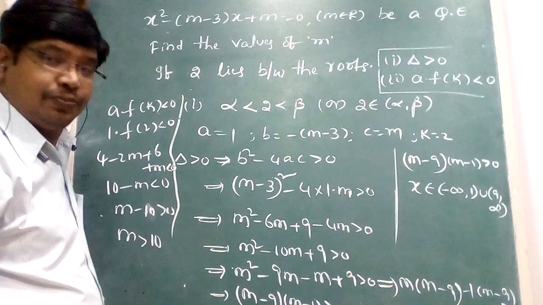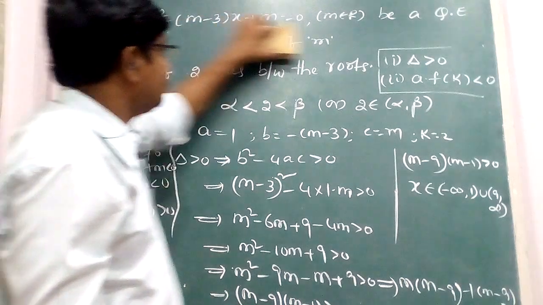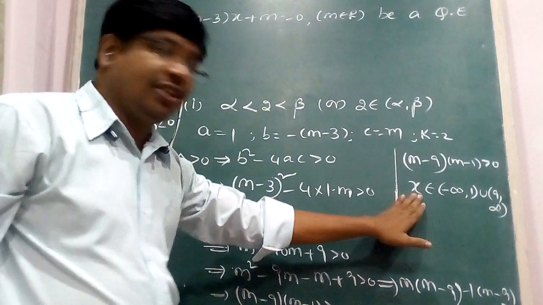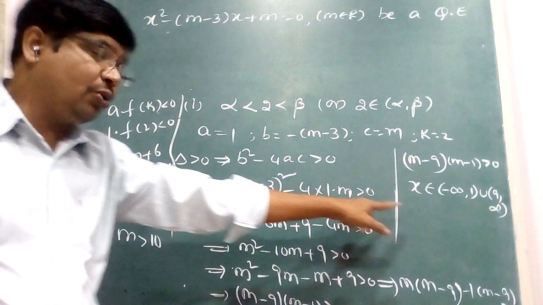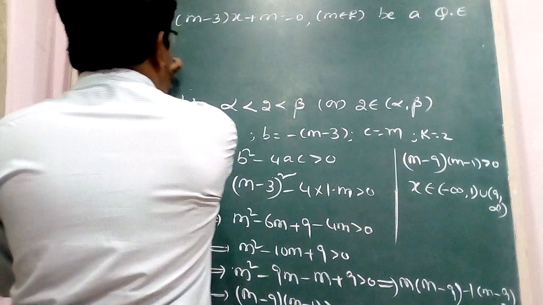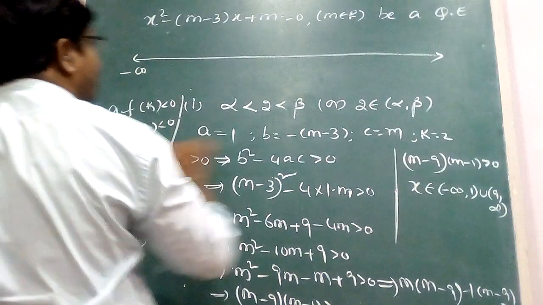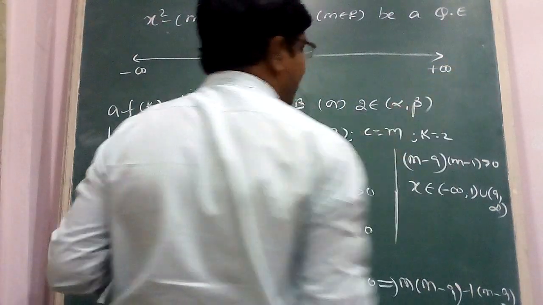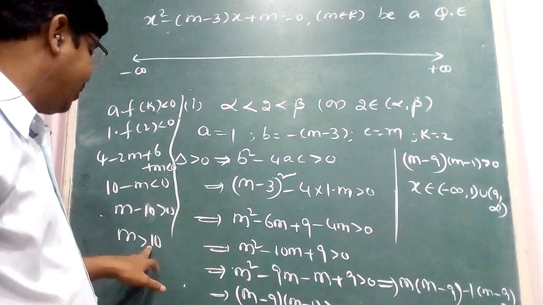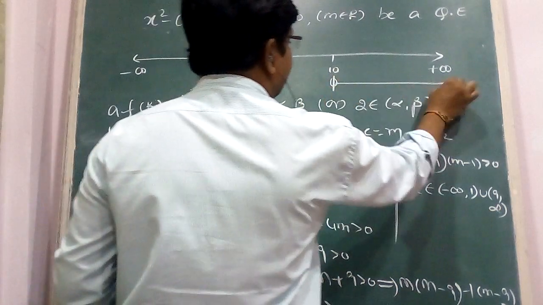Now from these two, you can combine the solution. You get a common solution from these two conditions. This is one condition. This is one more condition. From these two, you can take the common solution. Then only it satisfies the given equation. The number line: minus infinity, plus infinity, minus 1. Now, m minus 10 is greater than 0. Suppose you can take 10 here, not including 10.